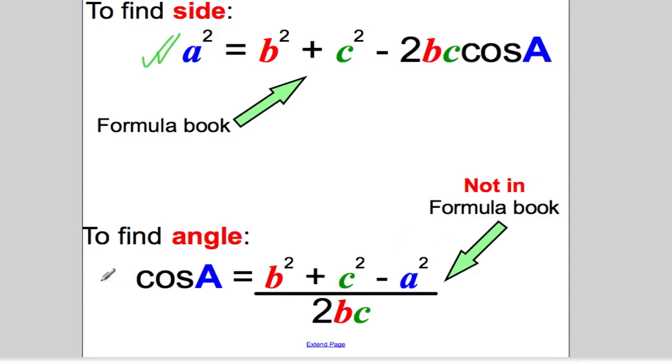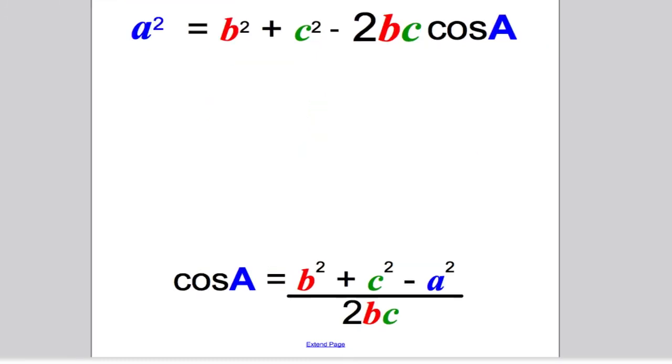This one is not in the formula booklet, how to find an angle. Now this equation here is just that formula rearranged. So I need to show you how to get from here to here so you can remember. So let's look at the formula we're given in the formula booklet. Here it is. Remember, this is for working out a side, and this is for working out an angle. So how do you get from one to the other? Well, really, this is a rearrangement of that.